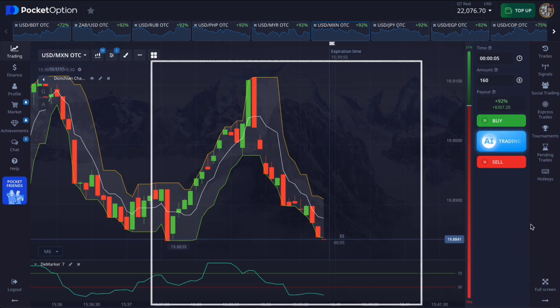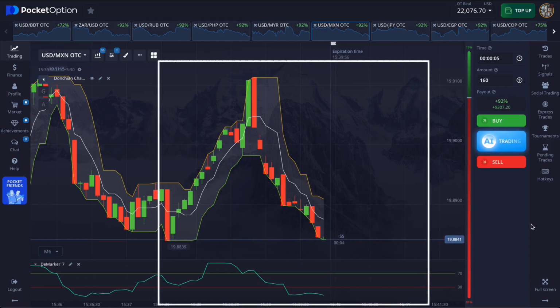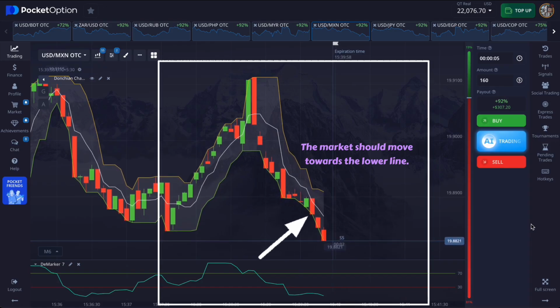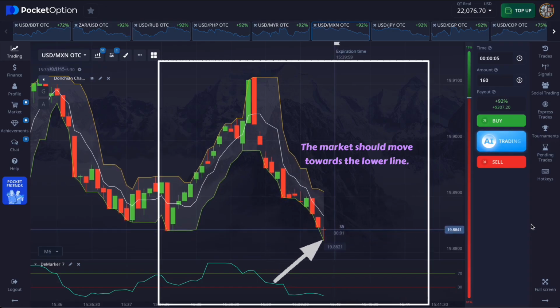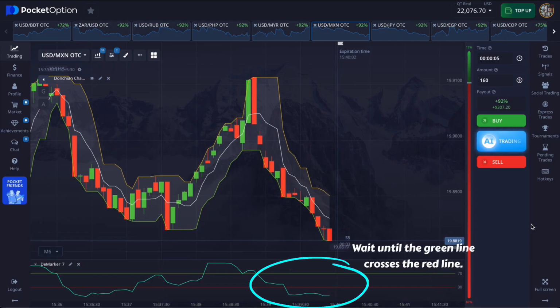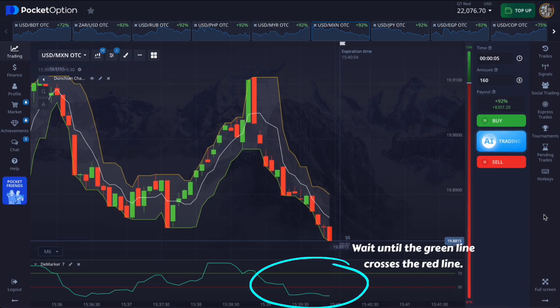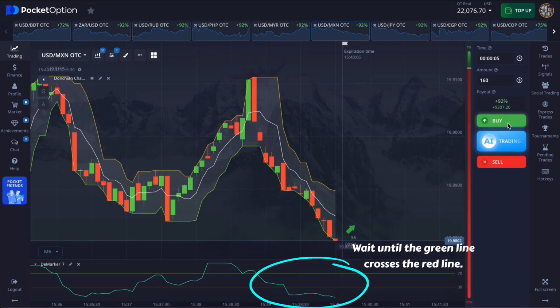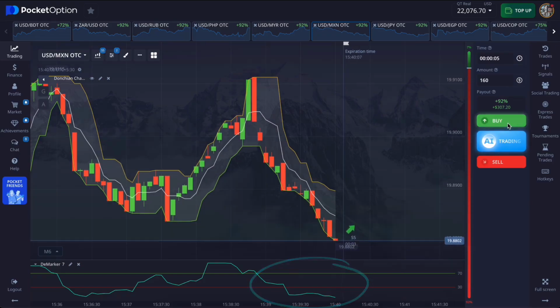Now let us talk about this chart. In this chart we got the first confirmation when the market reached the lower channel of the Donchian channel. Now we will wait for the second confirmation, and the second confirmation we will get from this green line of the DeMarker indicator. When this green line crosses this red line and starts going up, then we will place an entry in the upward direction. So now we will wait for the cross to happen here.